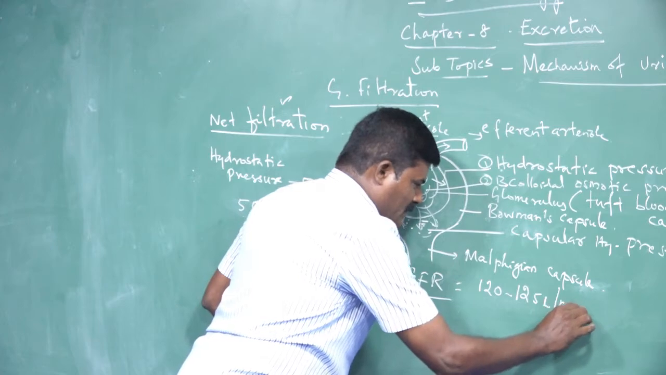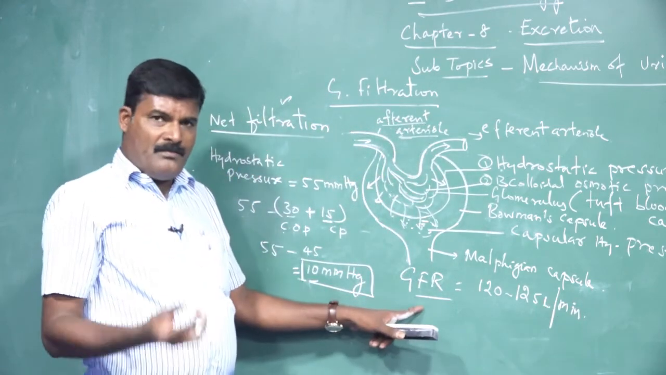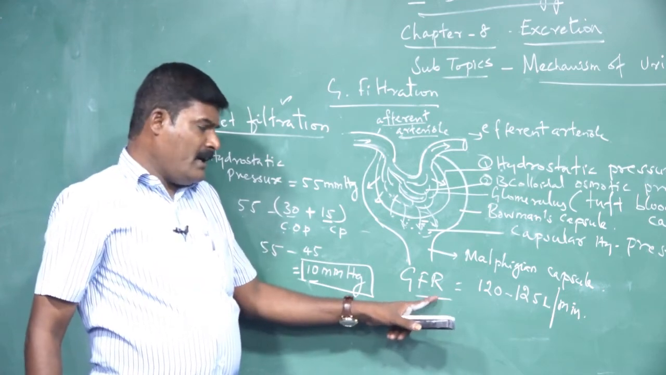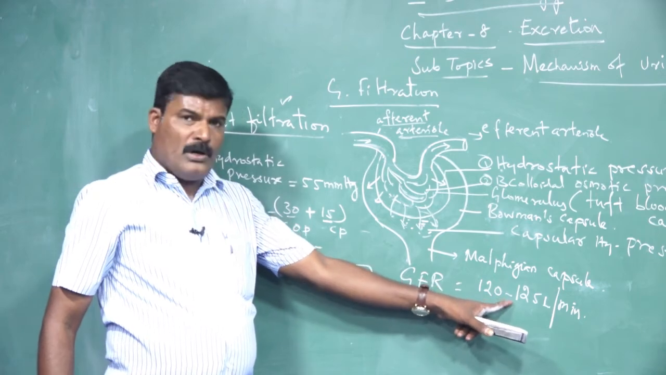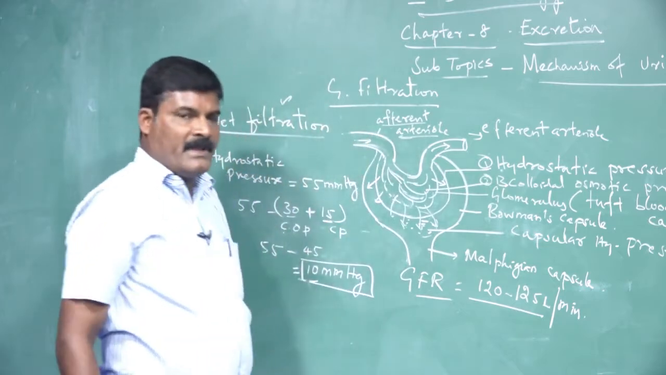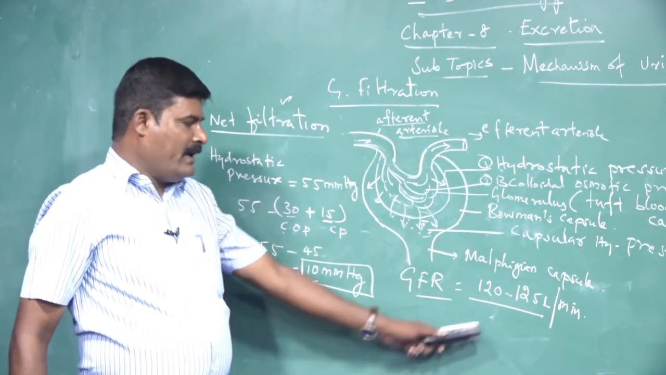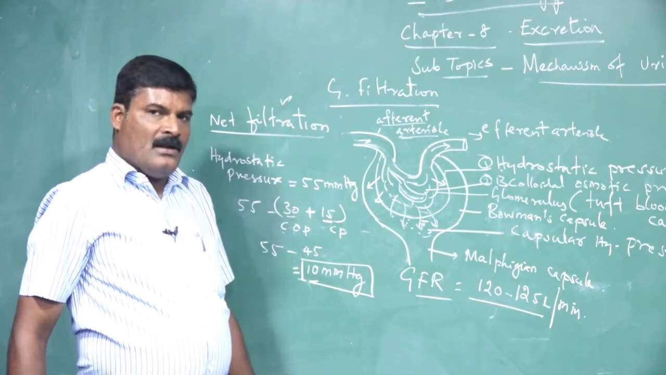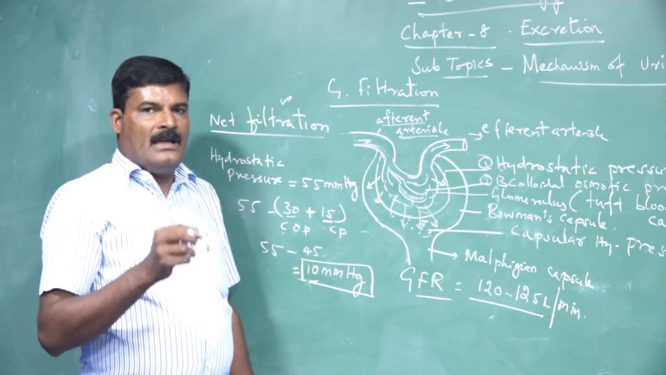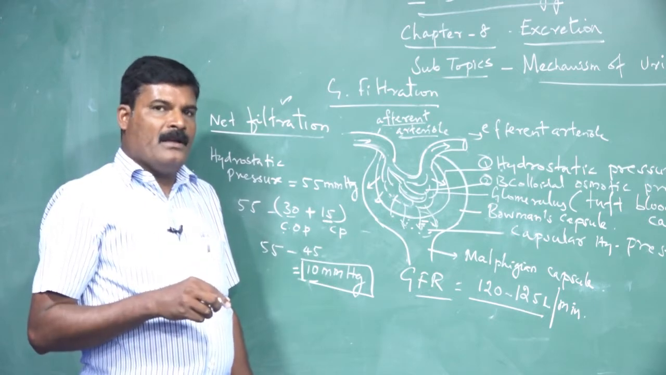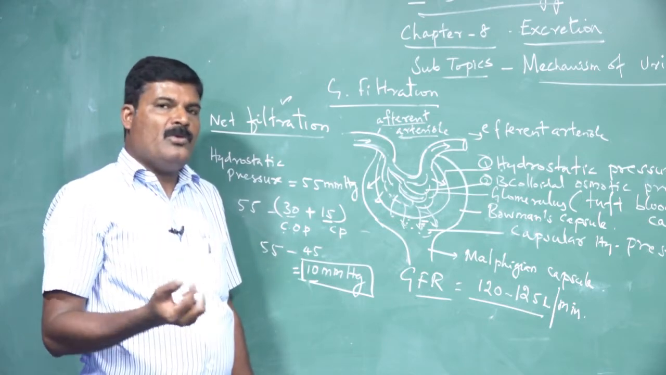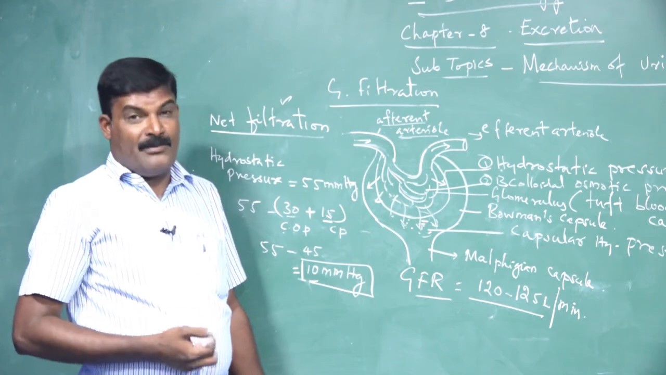Per minute, the volume of filtrate formed is the glomerular filtration rate. In an adult, it is about 120 to 125 milliliters per minute. So this is the GFR, that is glomerular filtration rate. Approximately 170 to 180 liters of glomerular filtrate is formed in 24 hours, but urine output is only 1.5 liters. What about the remaining amount? It is reabsorbed in the second process.